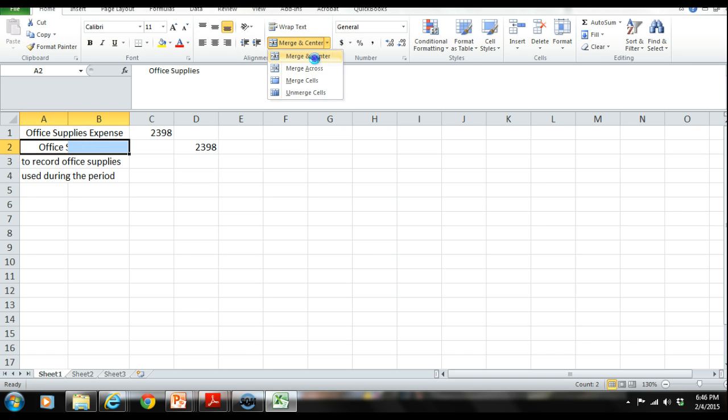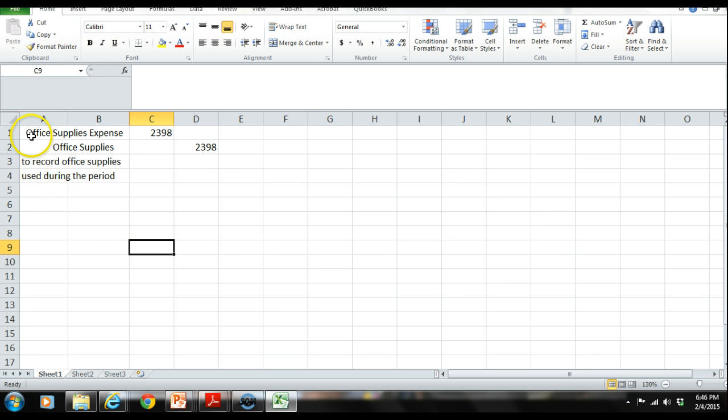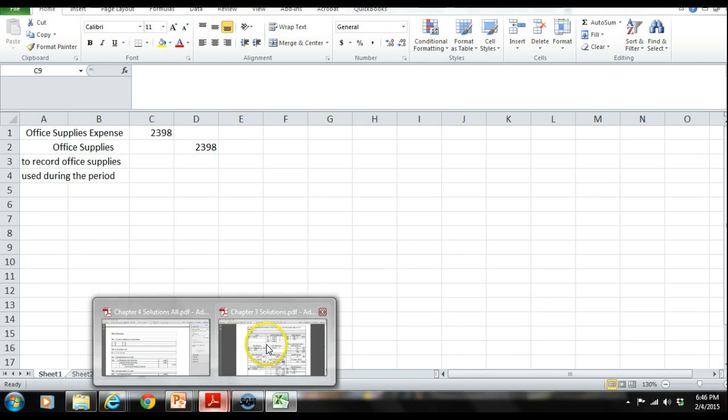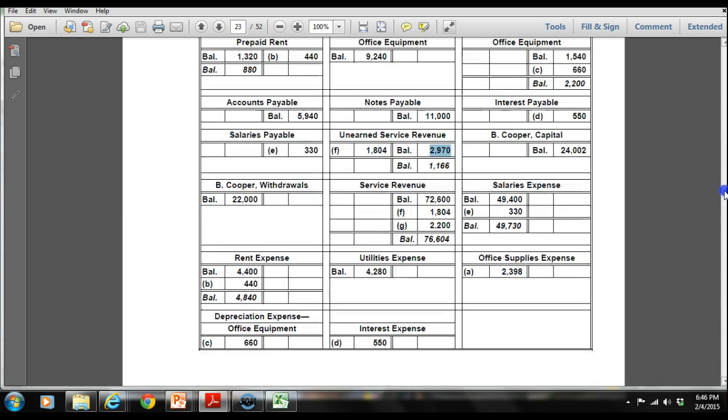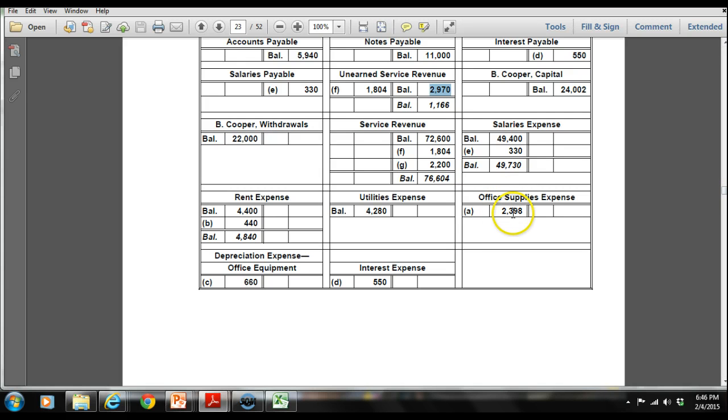So I'm showing you this so you can visualize what we need to do. We are going to want to debit the T account that says office supplies expense of $23.98. So if you go down to the bottom where it says office supplies expense, we're going to put an A in there as our first journal entry, and we're going to debit $2,398 there.